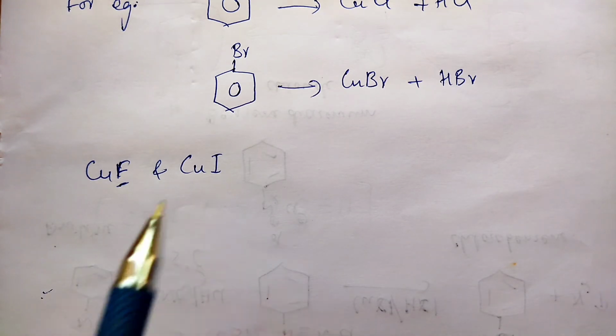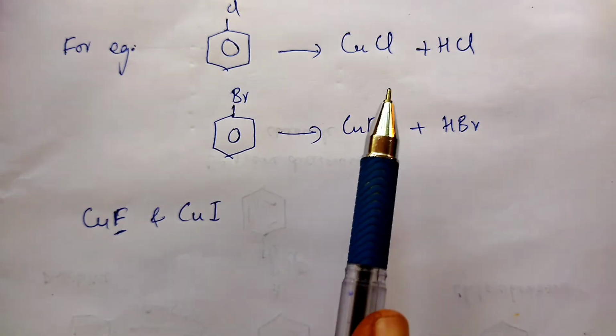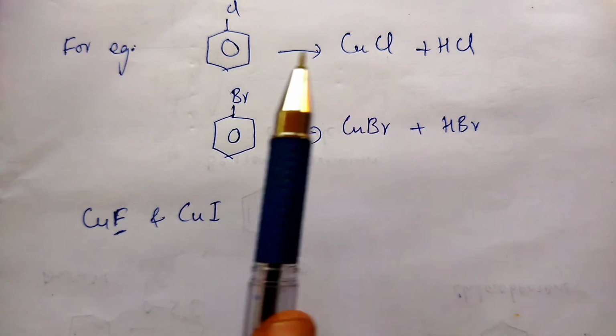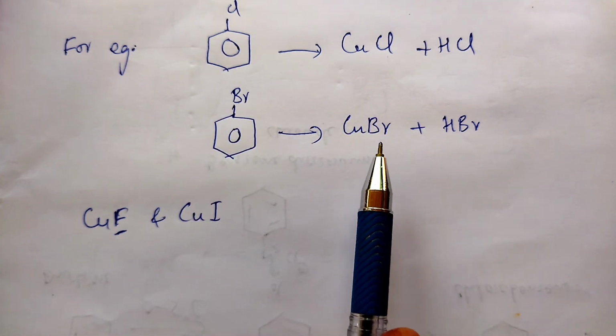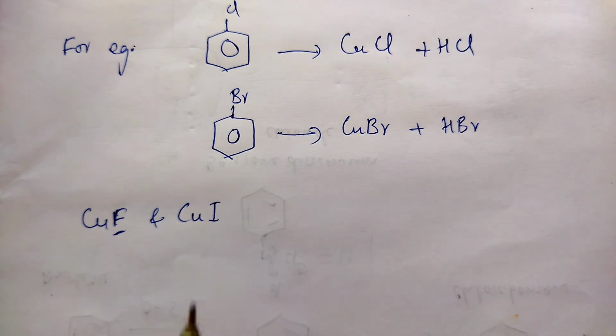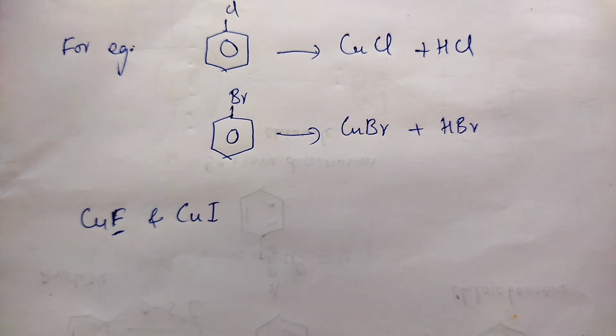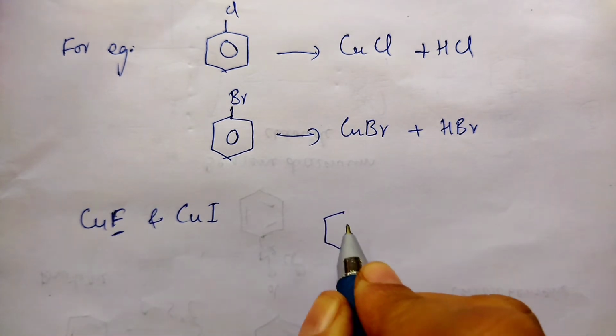And why not cuprous iodide? See here, cuprous chloride is used for chlorination reaction. Cuprous bromide is used for bromination. In that case, cuprous iodide would be used for iodination reaction, that is to obtain, for example, iodobenzene.